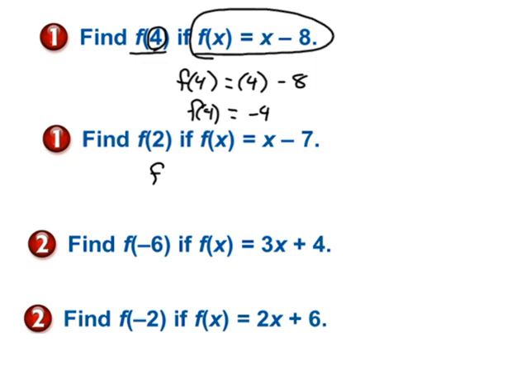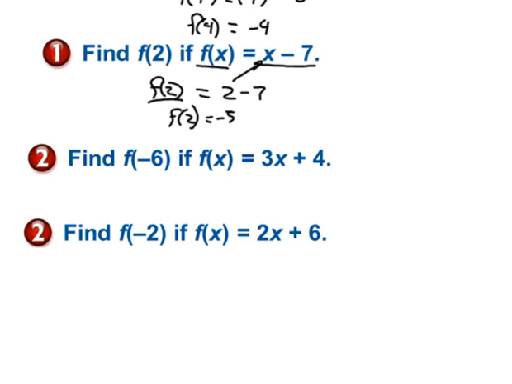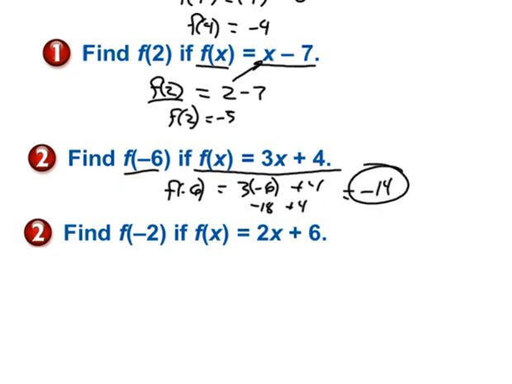How about f of 2, if f of x is equal to x minus 7? So f of 2 is equal to 2 minus 7. I plug 2 in for the x. 2 minus 7 is a negative 5, so f of 2 is equal to negative 5. F of negative 6 if f of x is equal to 3x plus 4. So f of negative 6 is equal to 3 times the negative 6. I input that, put in negative 6, plus 4. 3 times the negative 6 is a negative 18, plus 4 would be equal to a negative 14. So my output would be negative 14.